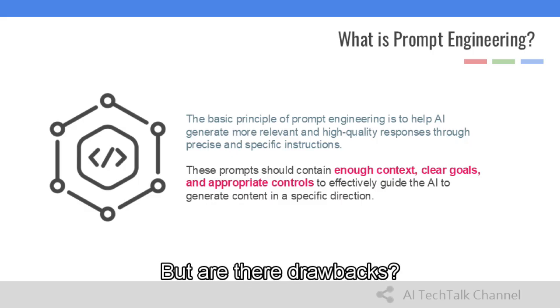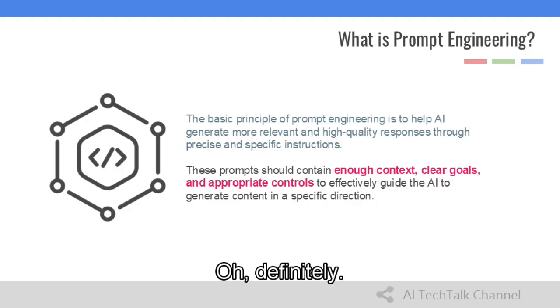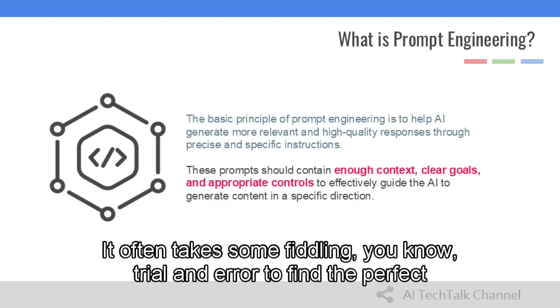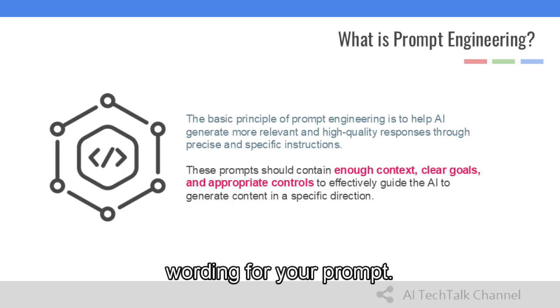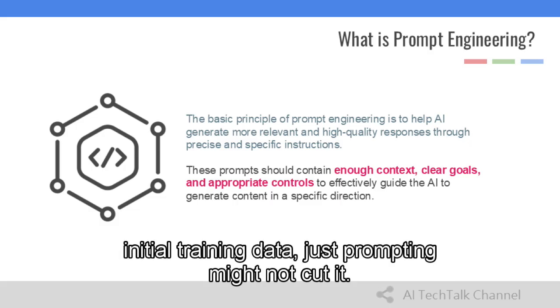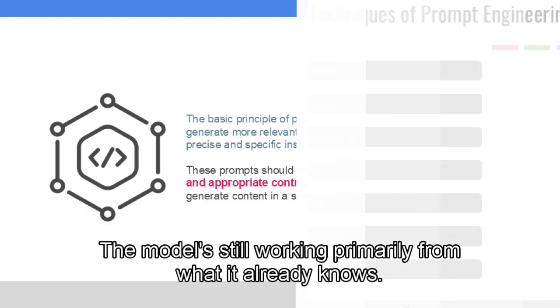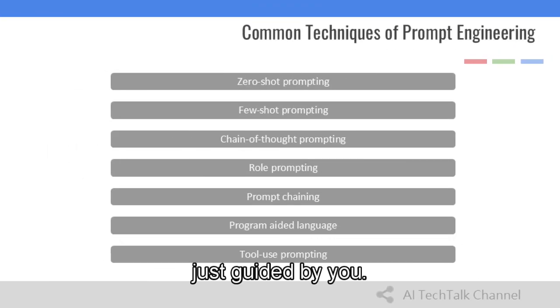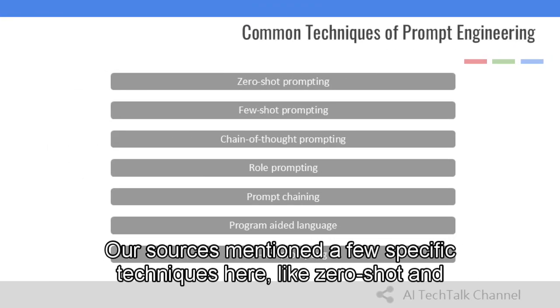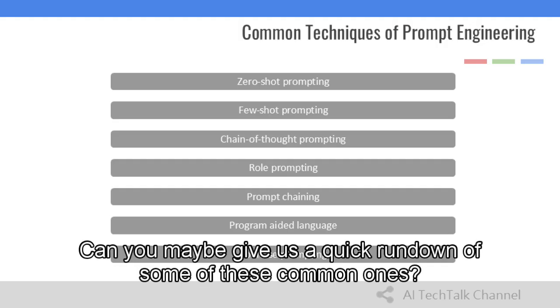Yeah. But are there drawbacks? Where does prompt engineering maybe hit a wall? Oh, definitely. It often takes some fiddling, trial and error to find the perfect wording for your prompt. You might not nail it on the first go. And for really complex stuff, things that need knowledge way beyond its initial training data, just prompting might not cut it. The model's still working primarily from what it already knows, just guided by you. Right. Our sources mentioned a few specific techniques here, like zero-shot and few-shot prompting. Can you maybe give us a quick rundown of some of these common ones?